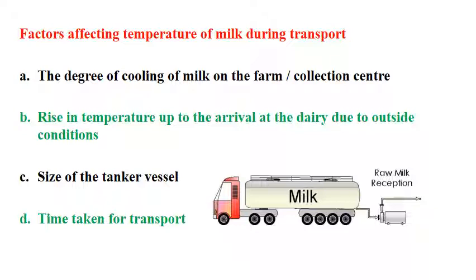Secondly, rise in temperature up to the arrival at the dairy due to outside conditions. So from the collection center or farm till it reaches the dairy plant, how much temperature will rise depends on the outside conditions like the temperature outside. Thirdly, the size of the tanker vessel. What is the size? It could be 5000 liter or 10,000 liter or even less. So accordingly the temperature rise will be affected. And fourth is the time taken for transport, that is the distance or the time. If it is taking a long time, naturally the temperature rise will be more during the transport.